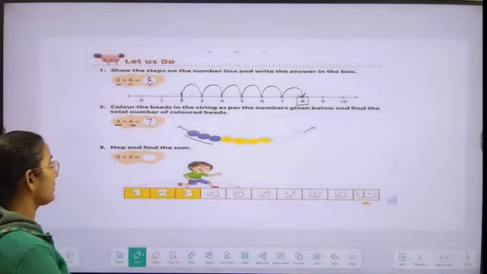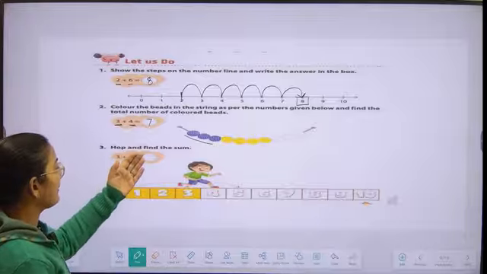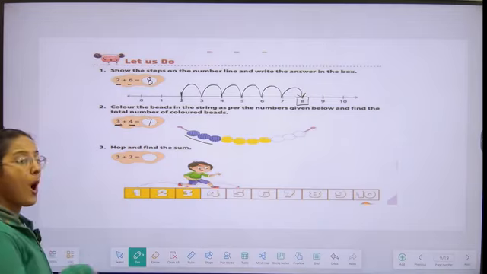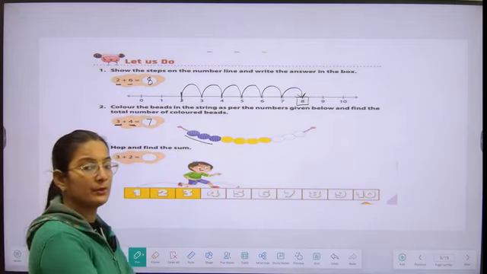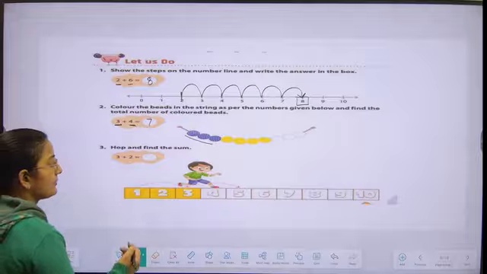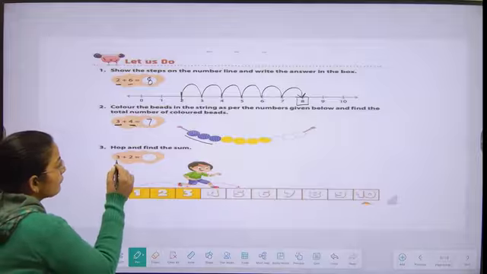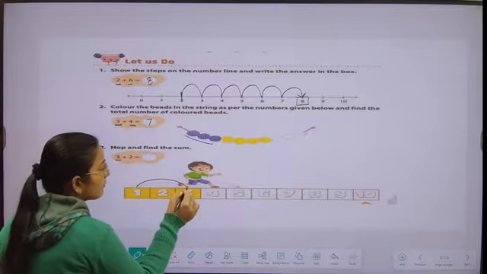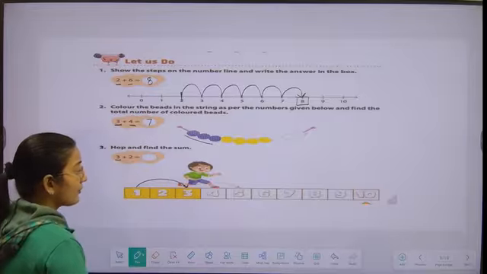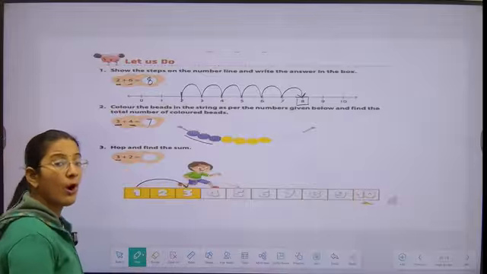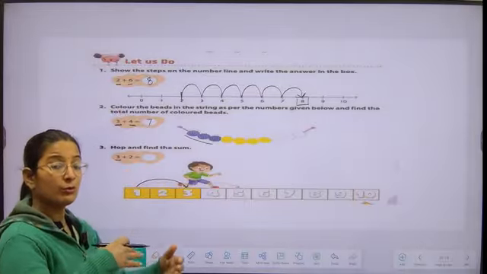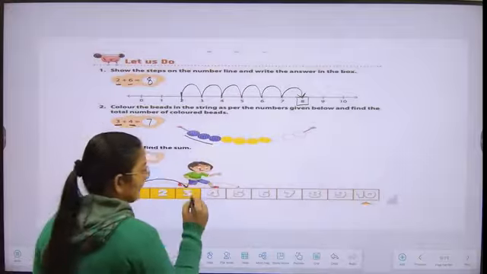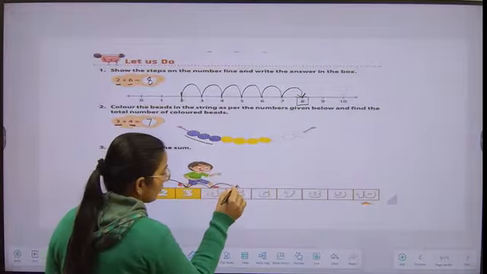Now moving to the next one. Hop and find the sum. What do we have to do? We have to hop. Hop means we have to jump and find the sum. So first we have to hop to 3. So there is a boy who is hopping from 1 to 3. After 3, they are saying we have to hop 2 more. We have to make 2 more number jumps. Let's do it with me. This is our 1 and 2.